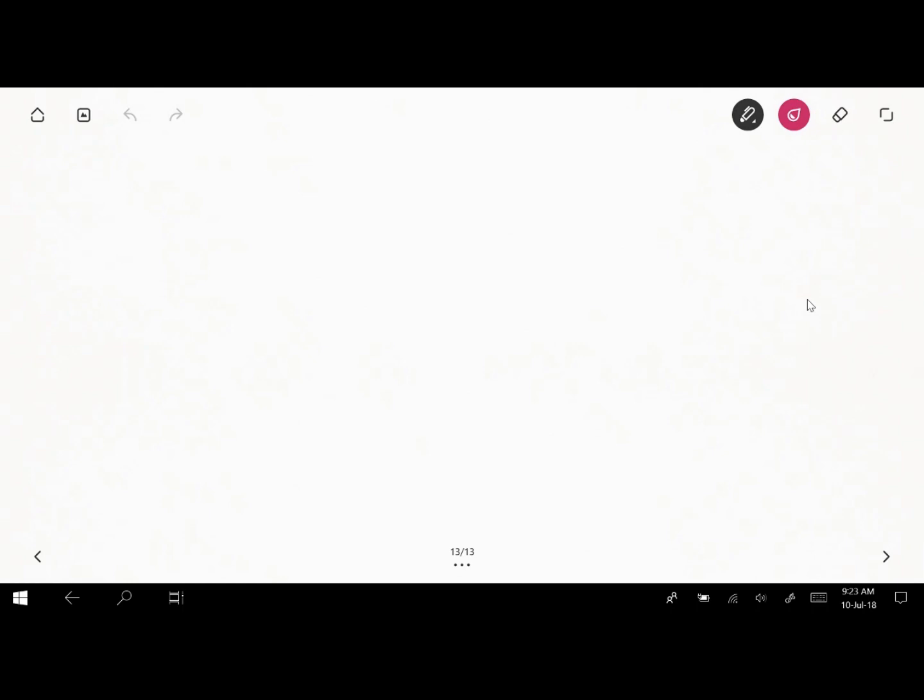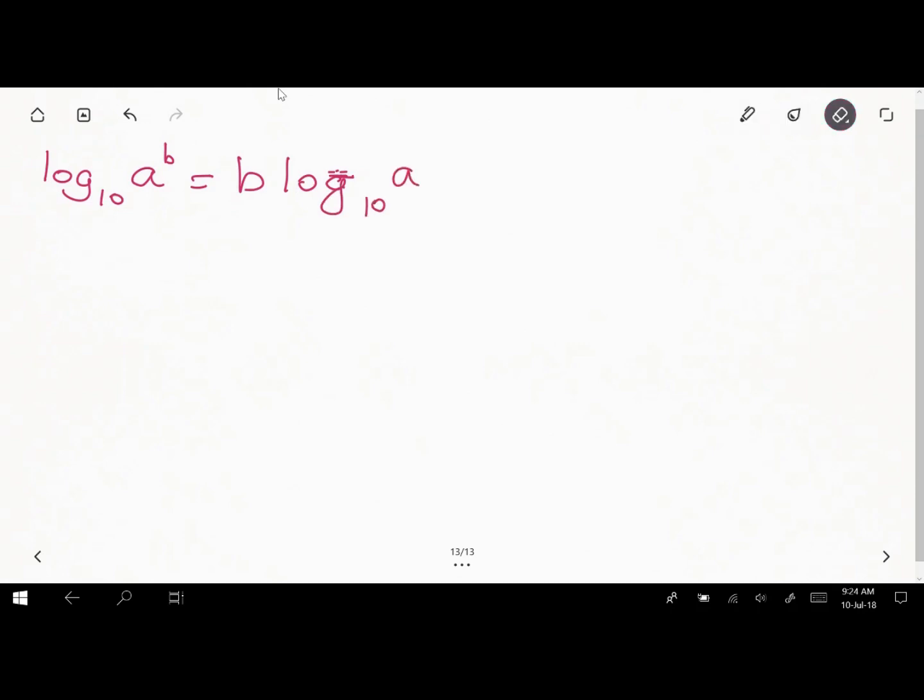Hi everybody, we come to part 2 of the logarithm laws. The next one that we're going to look at is log base of anything, log base 10, log base 2, log base 10 say, and if a to the power of b is what we have here, we take the b down and get b log 10 a.